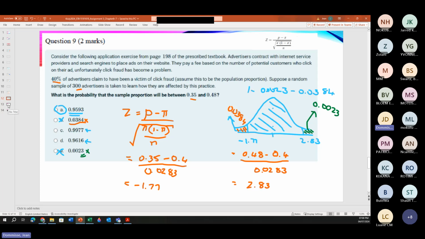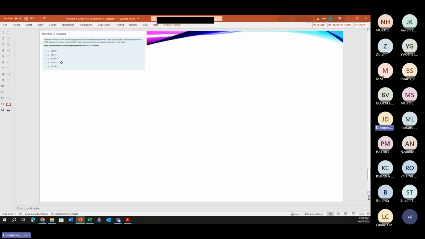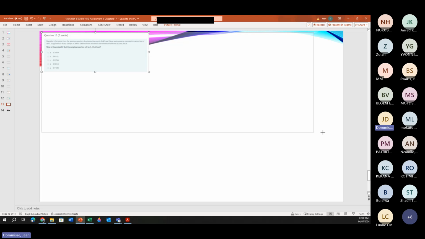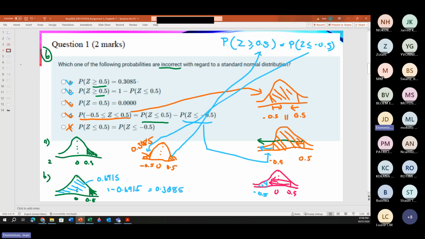Okay, let's look at the last one. You could see basically what they did with this assignment is very similar questions, just for different approaches. This one was the only one that was really unique.